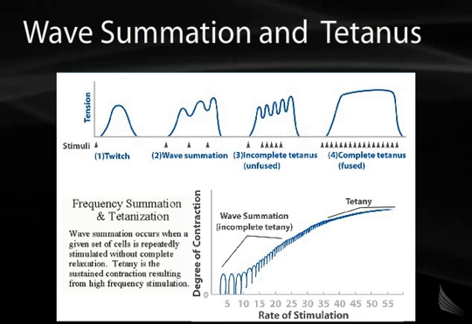As multiple stimuli are given in rapid succession, because the twitch is slower than the action potential that caused it, those twitches, the contractions, can build on each other, and eventually one can achieve a fused contraction, which is known as tetanus. And that's shown at the top right as well as in the bottom right.